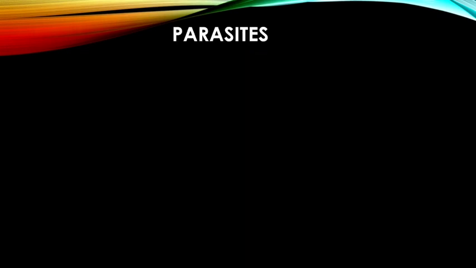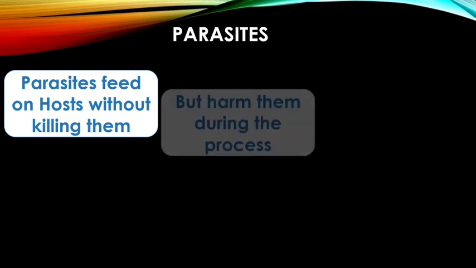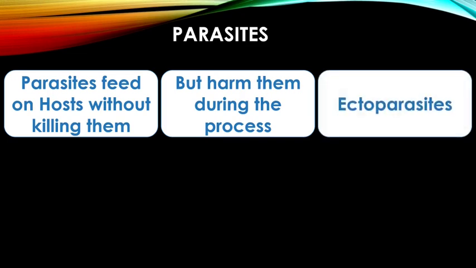The next type are parasites. Who are parasites? It is also a type of heterotrophism. The parasites feed on their host. They try not to kill them, but during the process, they harm the host. There are two types of parasites, ectoparasites and endoparasites.